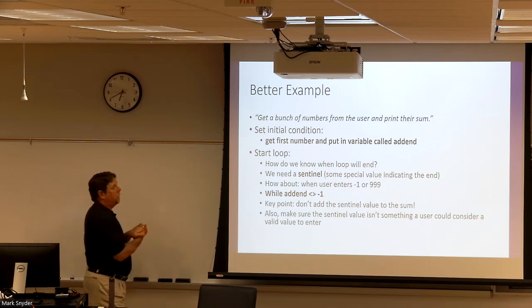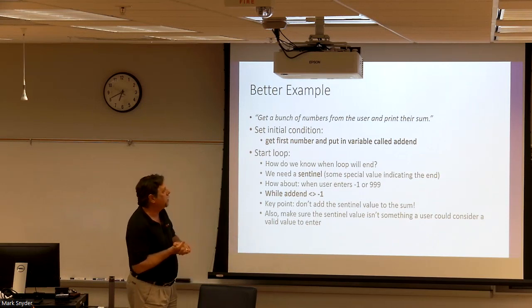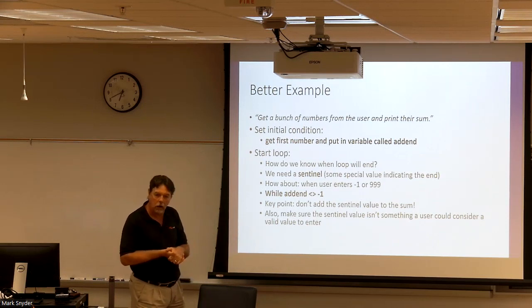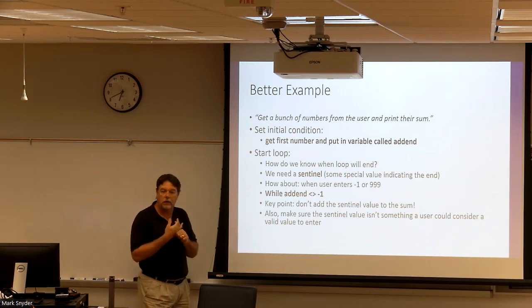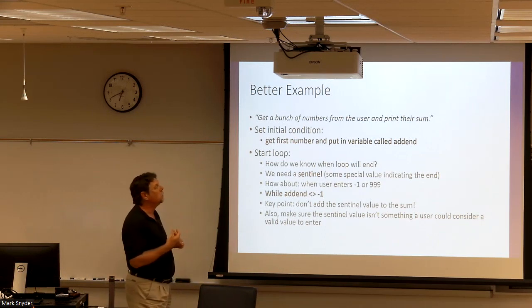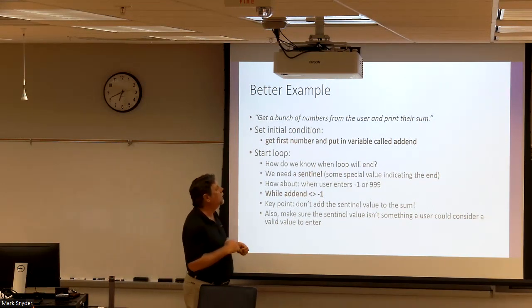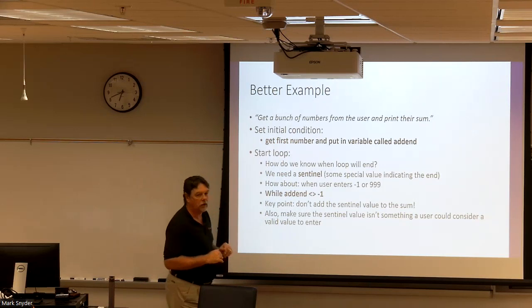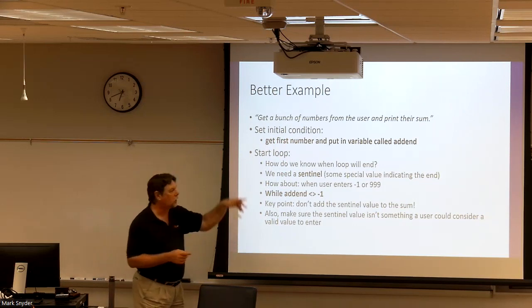Okay, here's a better example, hopefully, more along the lines of stuff that you might actually get assigned, right? Get a bunch of numbers from the user and print their sum. So we start thinking, what's my initial condition? Okay, so first time we've tackled a problem like this, so it may not be obvious. So my initial condition, I might include something else here. But it's not obvious from just looking at the user or looking at the question.